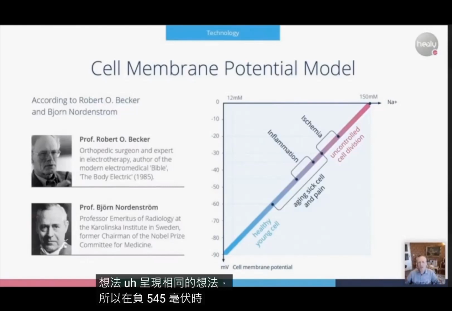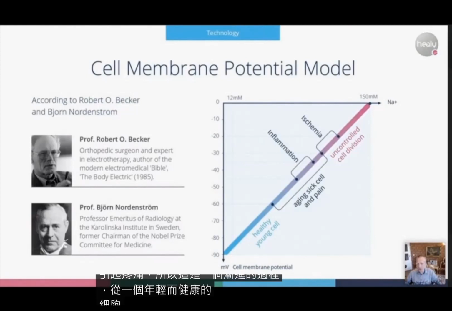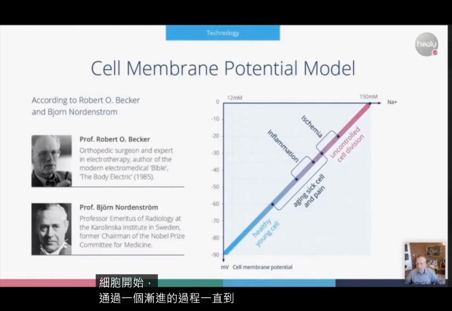So at minus 45 millivolt, uncontrolled cell division starts. So this is the area we really want to avoid. And in between minus 60 and minus 30 millivolt, we have the cell which starts to age, which develops symptoms of sickness and starts to cause pain. So this is a gradual process which starts with a young and healthy cell, and through a gradual process goes until 0 millivolt, which actually means that the cell is dying. And here we have areas where inflammation or ischemic situations or pains are predominant.